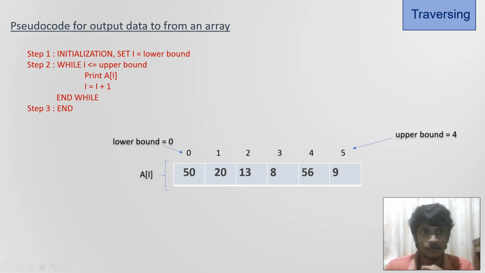Okay, so pseudocode for outputting data from an array. This is the pseudocode. This is how you write pseudocode. The first thing we should do is initialize the corresponding variables that we are going to use in the particular program. In my case, I used I as the lower bound.